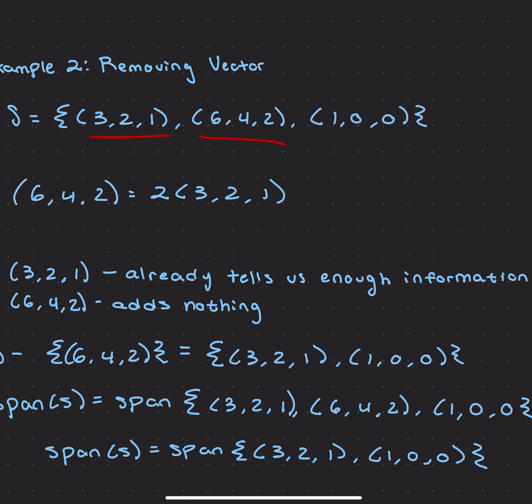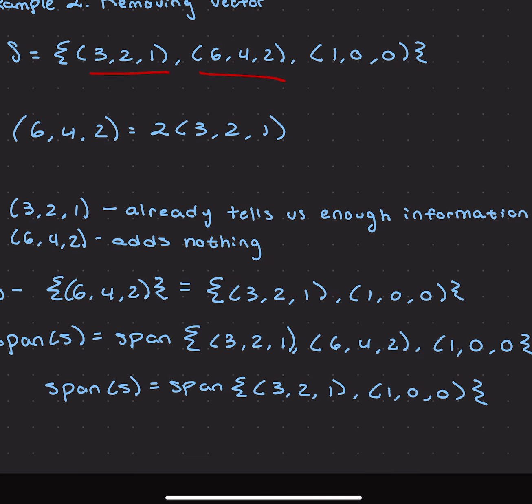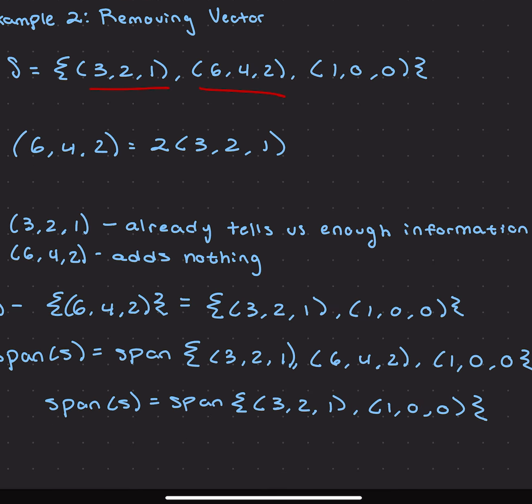In this example, we're removing a vector. Let's say we're given a set S equals 3, 2, 1, 6, 4, 2, and 1, 0, 0. We notice that the point 6, 4, 2 can be obtained by taking the first point 3, 2, 1 and multiplying it by 2. Given that we already have the direction vector 3, 2, 1, this already tells enough information. 6, 4, 2 essentially adds nothing new. So removing it would not affect the span.